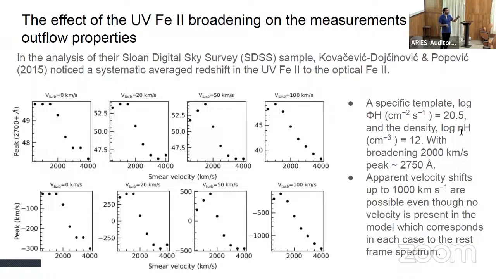Then we tried different values of broadening, starting from 500 to 4000, and different values of turbulence. We noticed that when we include the turbulence, there is a shift in the peak value with the broadening. You can see this is the peak in angstrom, and this is the peak in the wavelength velocity field. So you can see there is a velocity shift of minus 1000 kilometer per second, which means outflow. And we did not include any other motion in the cloud, just the microturbulence.